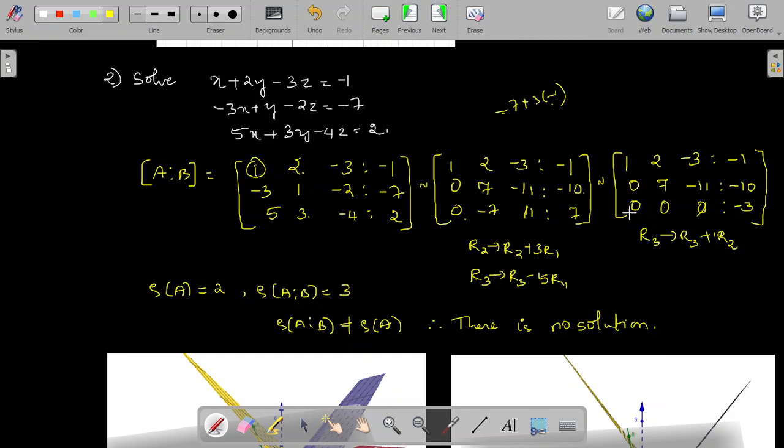11 minus 11 is 0. And 7, this value is 7 minus 10, which is minus 3. So therefore, you will now have to count the number of non-zero rows in the augmented matrix. There are 3. Number of non-zero rows in the matrix A, there are 2. So rank of A is 2, rank of augmented matrix is 3. They are not equal. Hence, you won't get any solution.